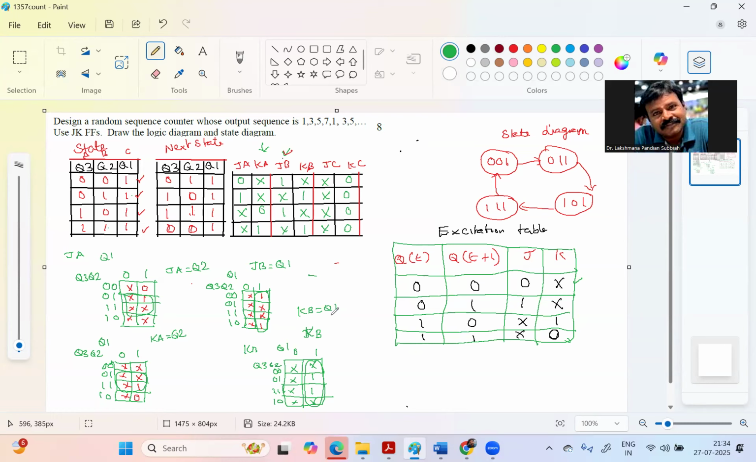Then here JC and KC, right? So JC is all are X, right? JC is all are X. Then we can directly connect with 1 or 0. Then you connect that one with C1, right? So that is here. Now here these are all the X, right? So these are all the X.